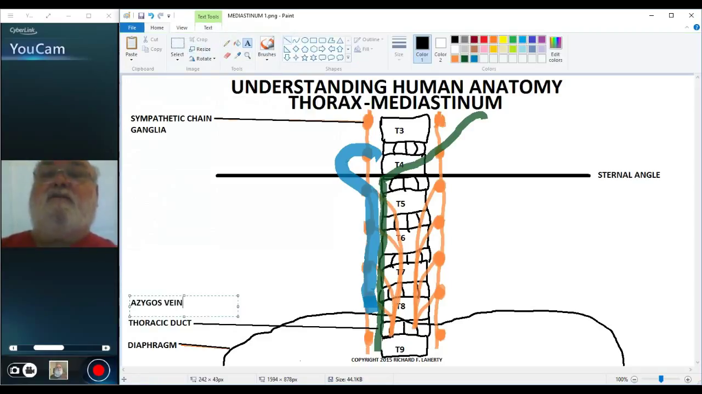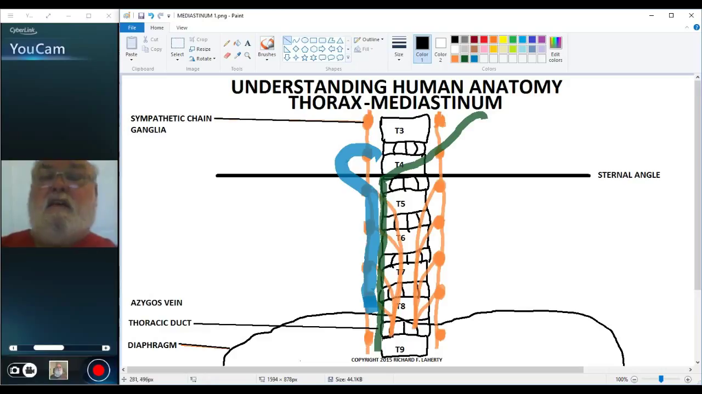And the azygos vein drains the intercostal veins on the right side of the body. It receives the intercostal veins on the right side of the body below the level of the sternal angle. Above the level of the sternal angle, we'll have another vein getting involved. So that's the right side.